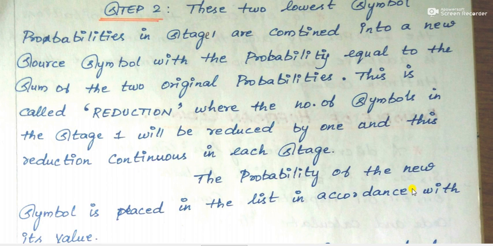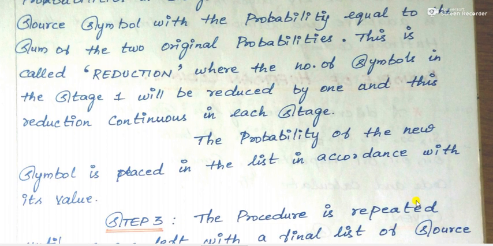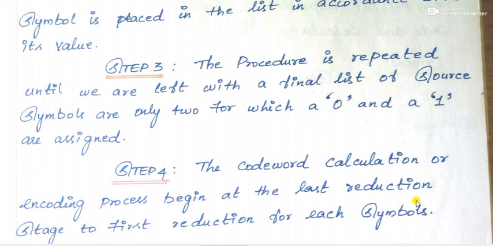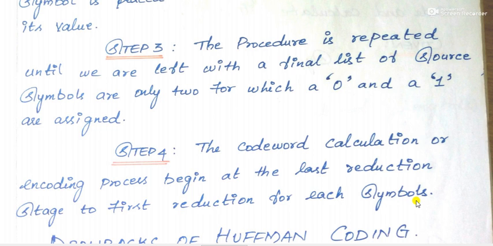Suppose in the next stage we have 5 symbols, the lowest 2 symbols will be grouped, and they form another new source symbol with the combined probability in the next stage. Step number 3, the procedure is repeated until we are left with a final list of source symbols, or only 2, for which 0 and 1 are assigned. So again we have to assign 0 and 1.